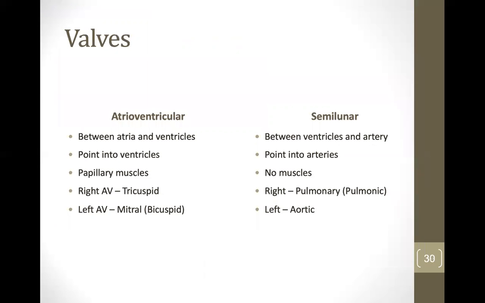As I said, we have atrioventricular valves and semilunar valves. The atrioventricular valves are between the atria and the ventricles, so they're moving from the top portions to the bottom portions of the heart, and they open up into the ventricles themselves. They all have little muscles attached to them so that they can't end up going backwards or blowing out.